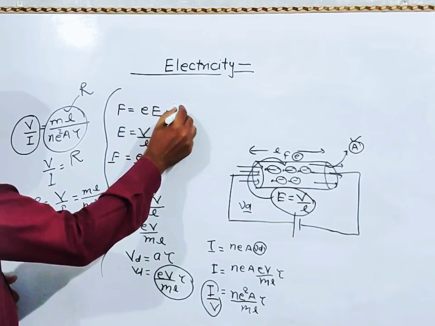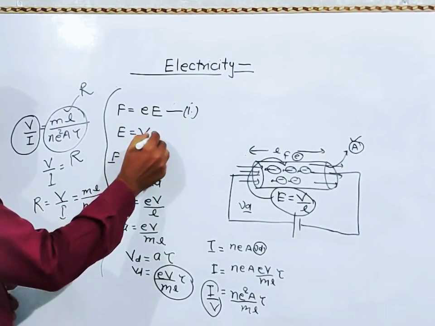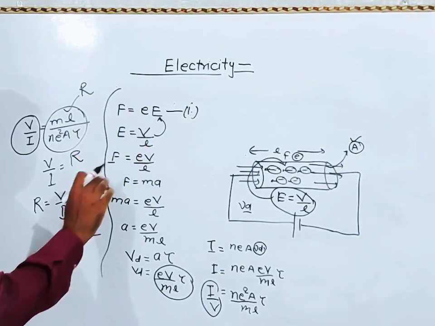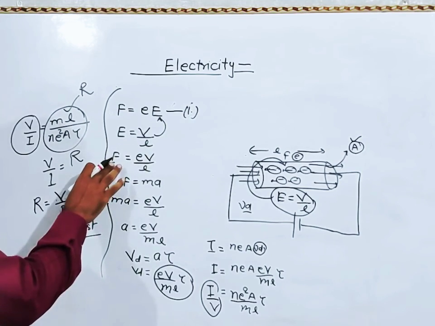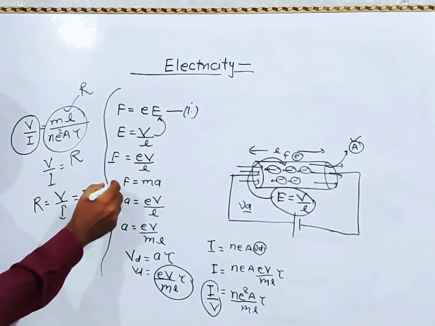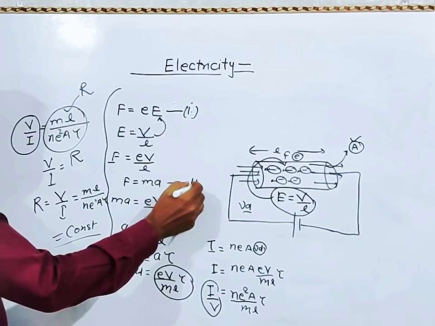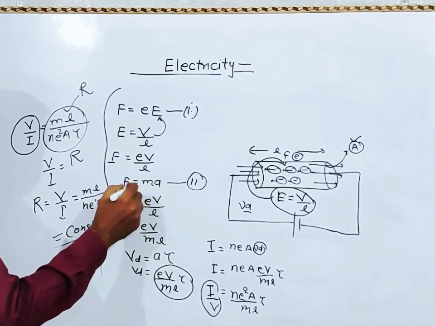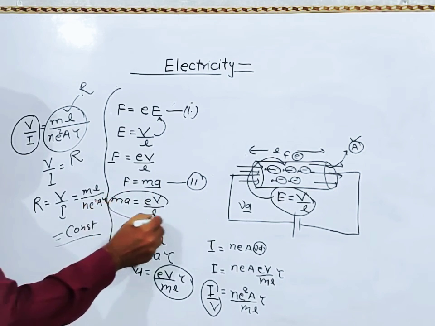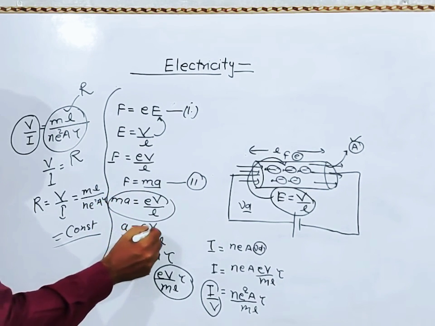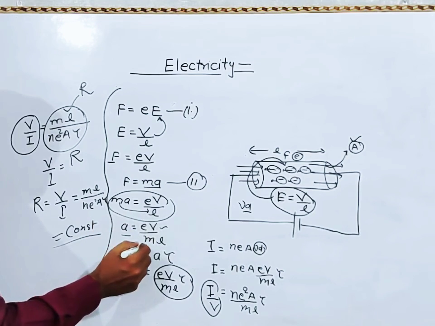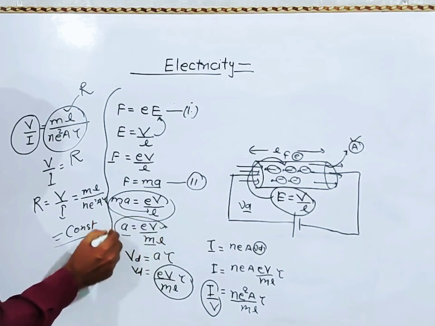Number this, if you are having some difficulty. Now place the value of E here. In terms of V, the force changes into eV upon L. Now again we know that force is equal to mass into acceleration. So ma will be equal to eV upon L, or the acceleration will become eV upon mL. Just place the value of m here. So this is the acceleration.